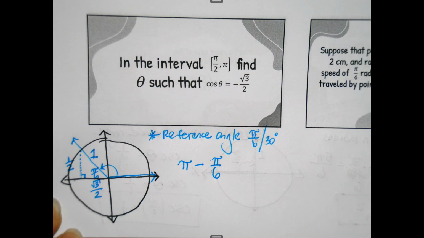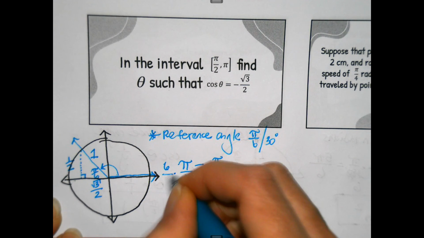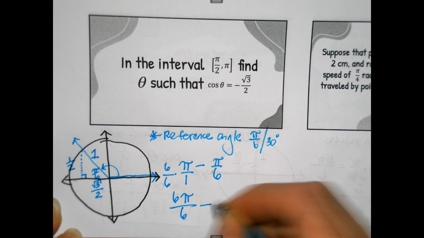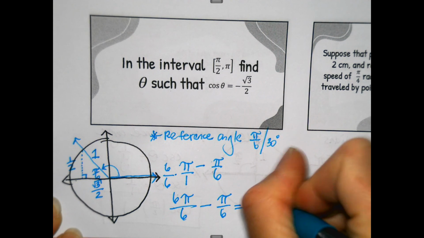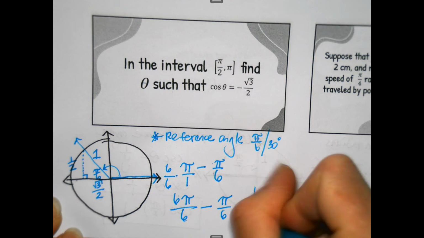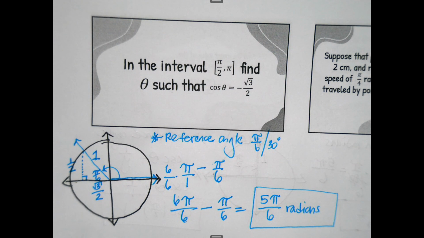In order to subtract fractions, I need to make a common denominator. I'm going to multiply pi by 6 over 6. And I have 6 pi over 6 minus pi over 6. And that leaves me with 5 pi over 6 radians. Or you could have taken 180 and subtracted 30, giving you 150 degrees, and then converted to radians from there.